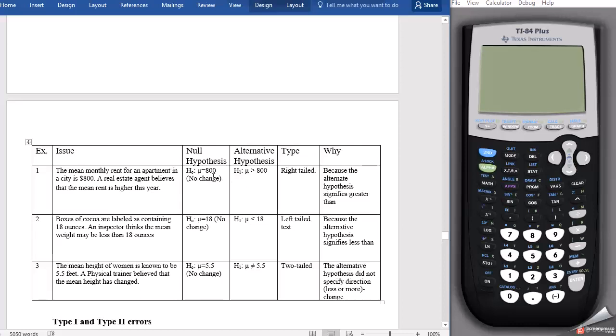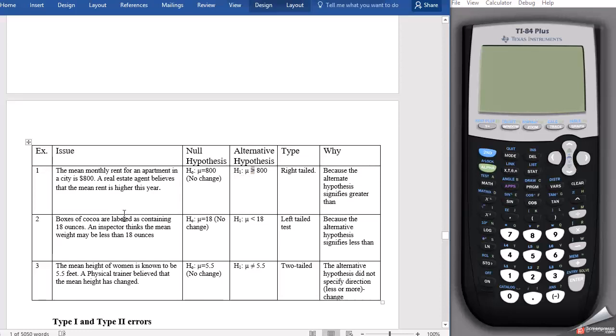Okay, so you can see the null, what it has always been, and the alternative is telling us what somebody is thinking it should be right now. Okay. So again, this is a right-tailed test. This is one-tailed because if you look at the alternative hypothesis saying greater than 800, that's from the real estate agent. So it's right-tailed, which means greater than.